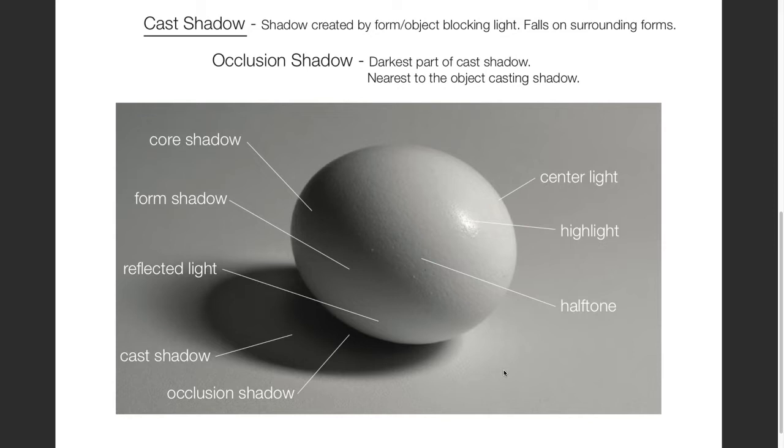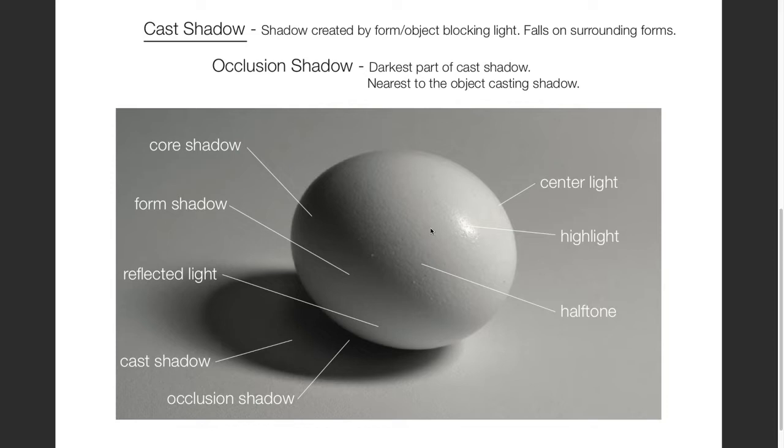So it's less the object throwing a shadow, and it's more the object blocking any light that's going to hit that spot with its own self. So that's splitting hairs, I guess, but that's a better way to think of light.